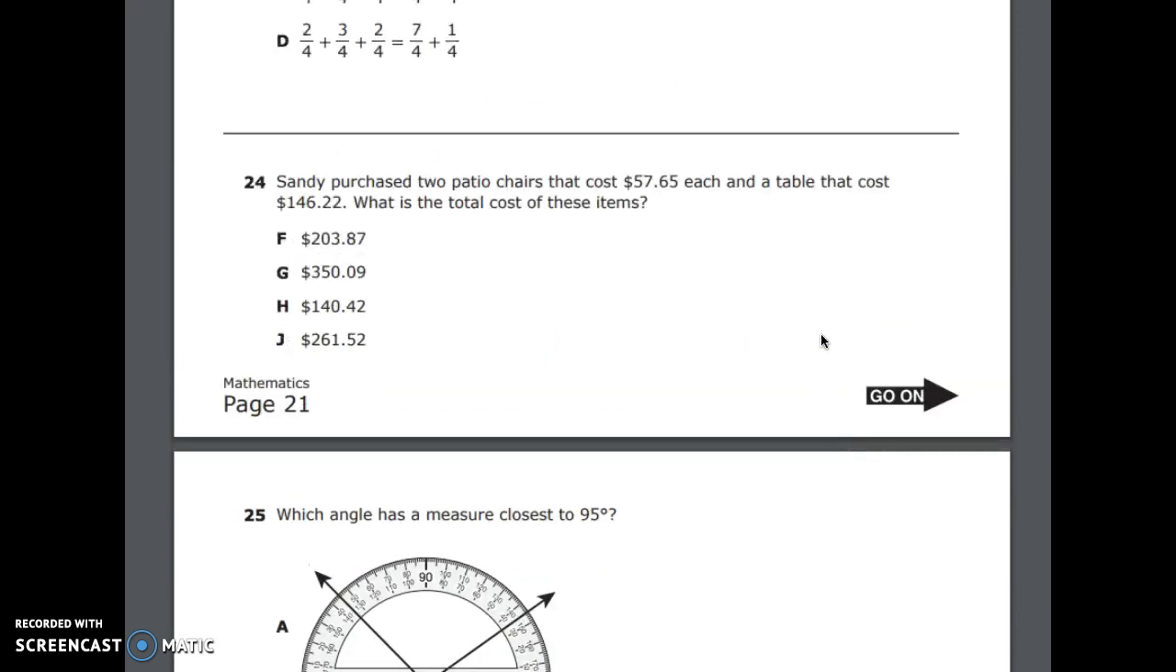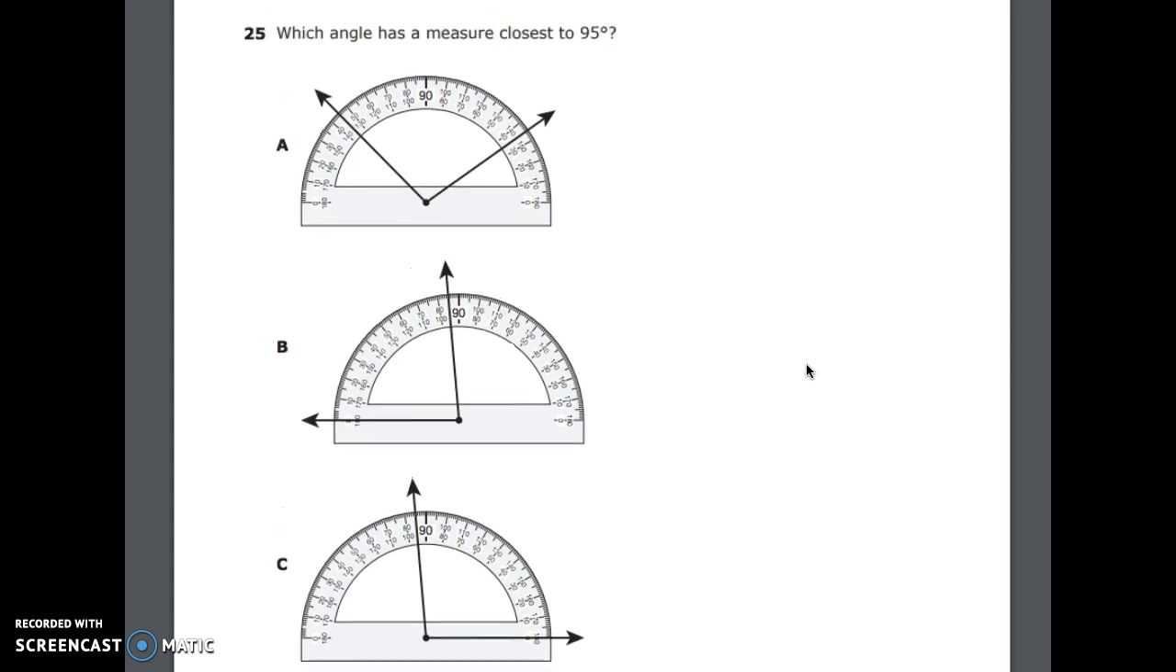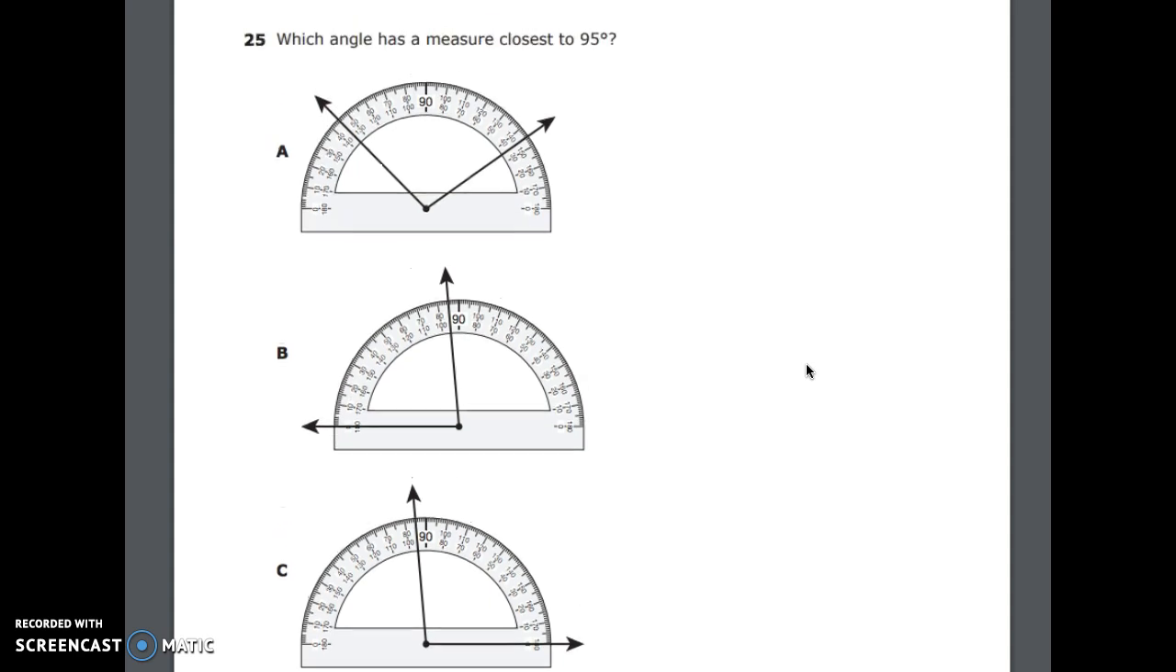Number 24. Sandy purchased 2 patio chairs that cost $57.65 each and a table that cost $146.22. What's the total cost of these items? Number 25. Which angle has a measure closest to 95 degrees?